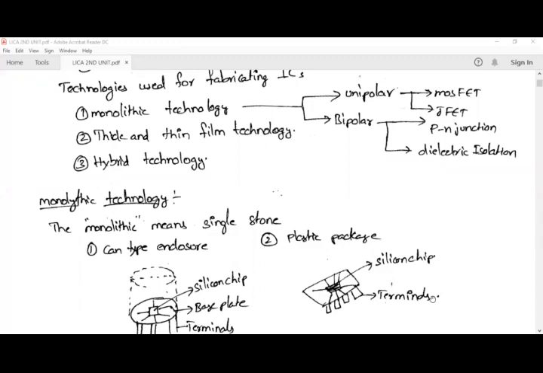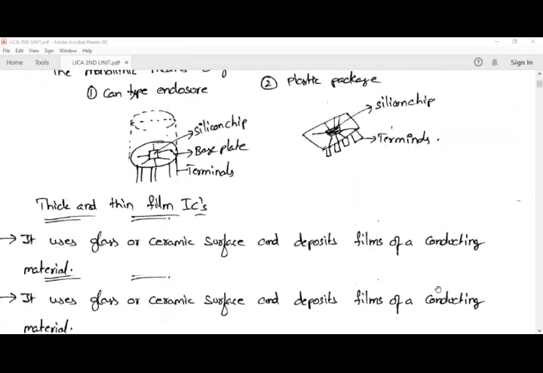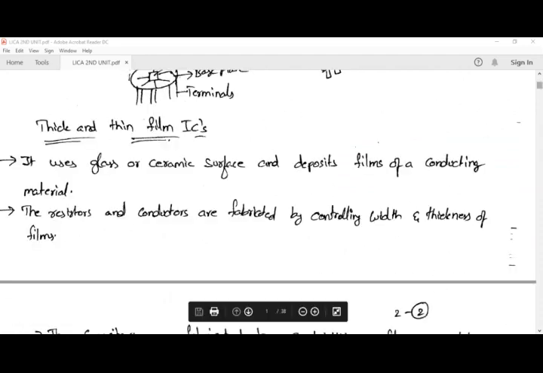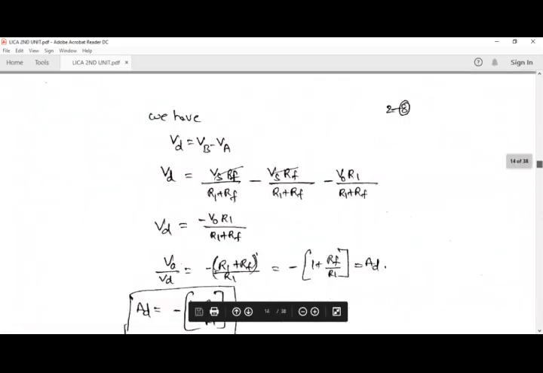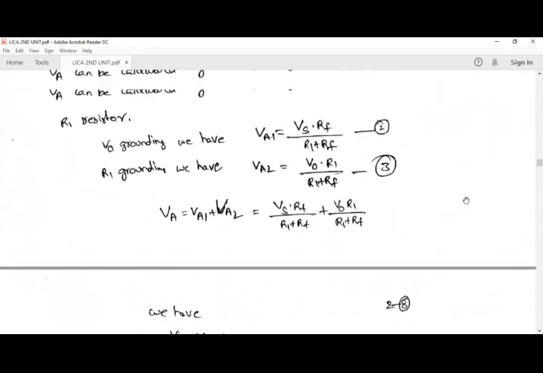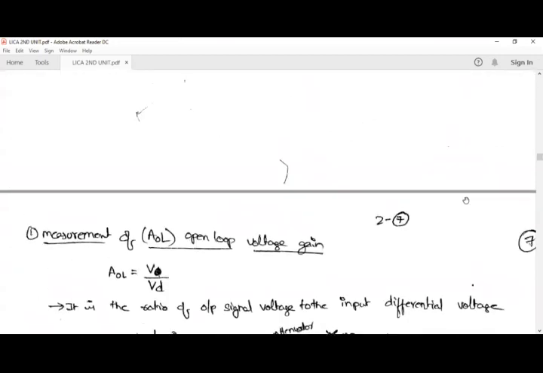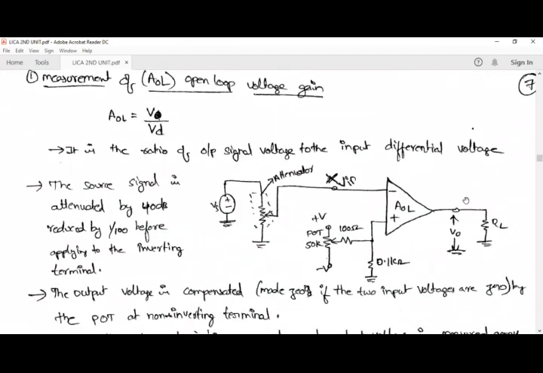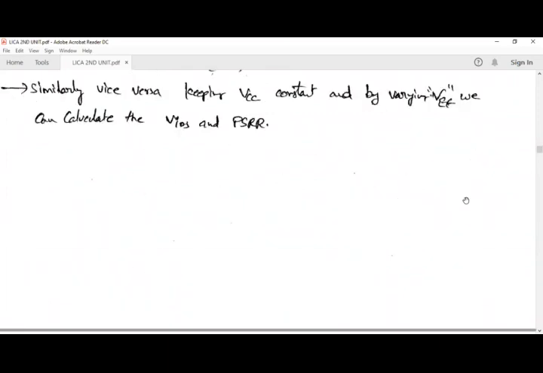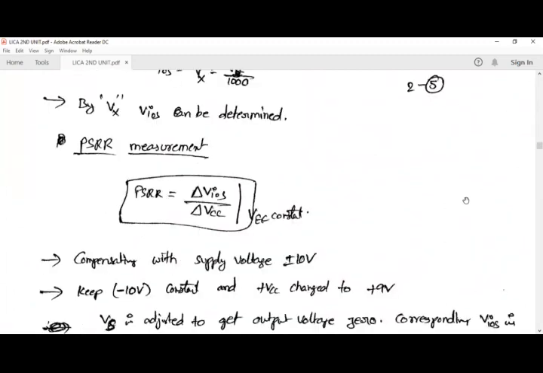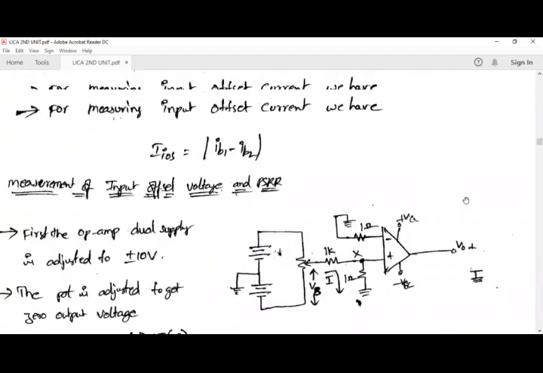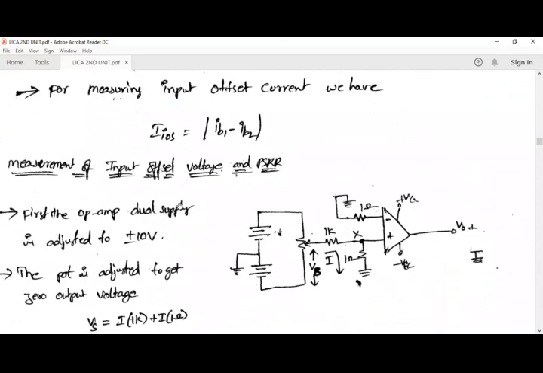Good afternoon, students. So in the last class, we have discussed the measurement of input offset current as well as input bias current. And now we are going to see how to measure input offset voltage. Measurement of input offset voltage we are going to see now.